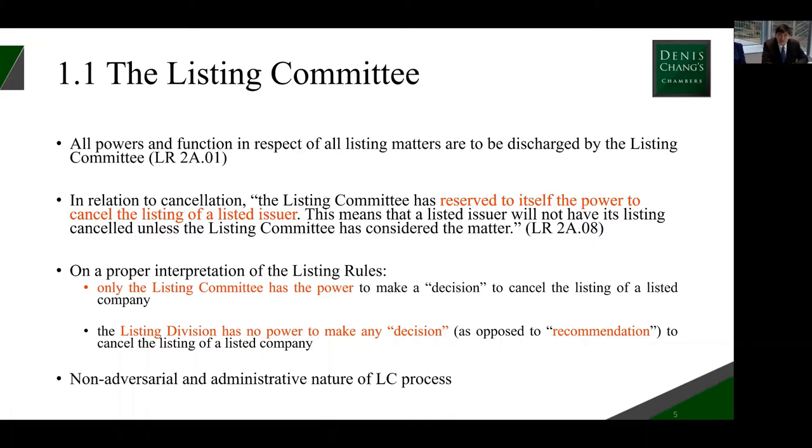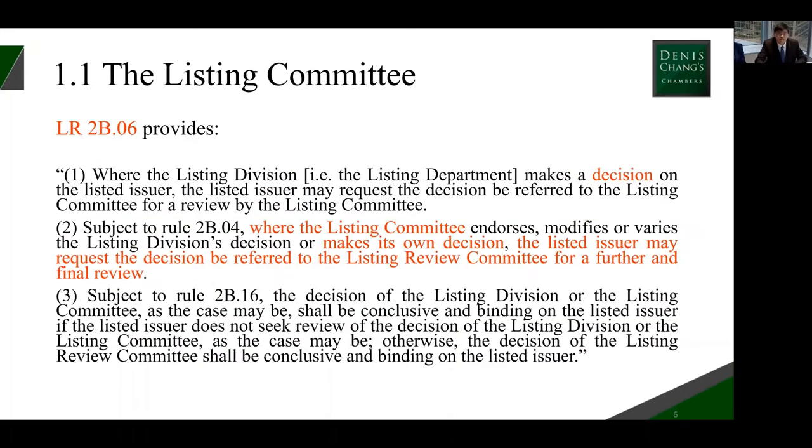When a party appears before the listing committee, the hearing is non-adversarial and administrative, as opposed to hearings before the listing review committee. And Richard will expand upon this point later on in the webinar. This slide substantiates more as to what I said in the previous slide. It further elaborates upon the role of the listing division. It elaborates upon how the listing committee endorses, modifies, varies the decision or makes its own decision in relation to one's listing status. And we have this slide here for your reference.